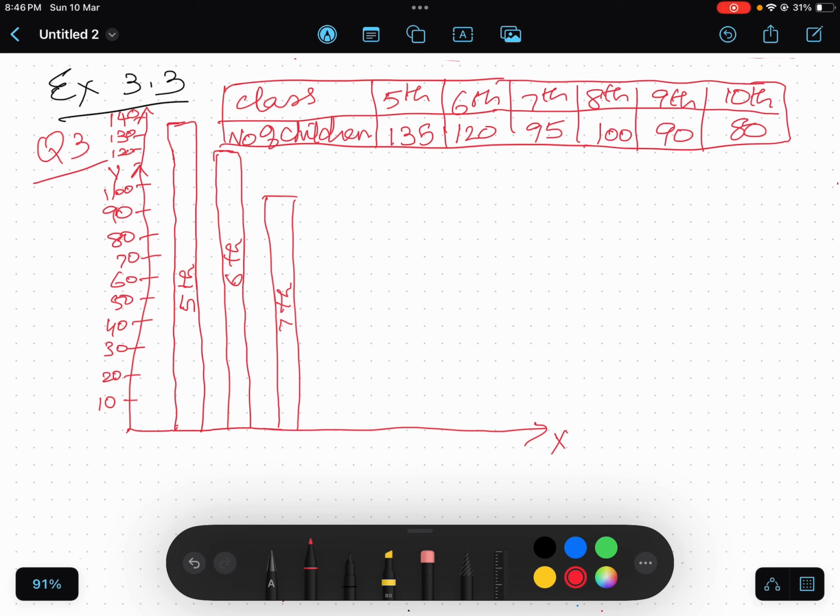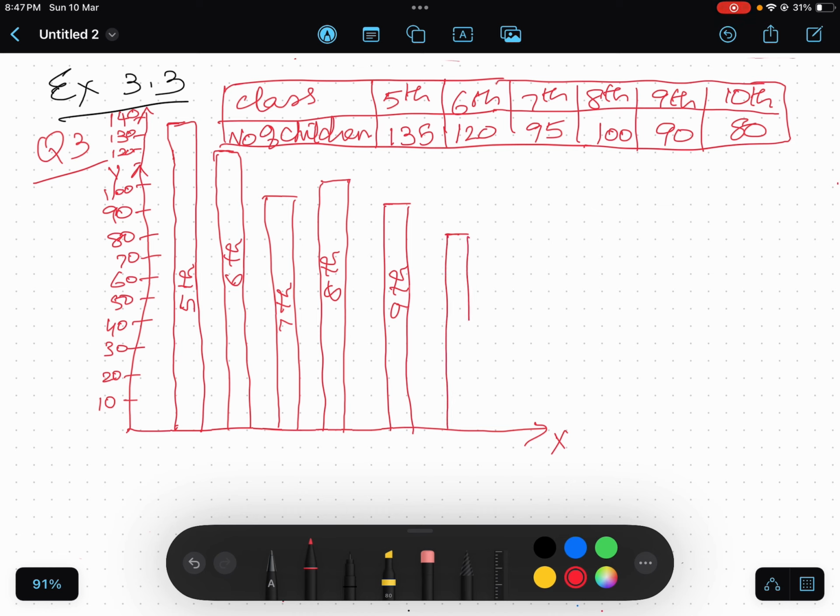So this is 7th, and then 8th it is 100. Nice number. I like the numbers 10, 100 all. It's easy to calculate with these numbers. So it comes like this. So 8th, and then 9th it is 90. So 90 is somewhere here. So this is the 9th grade. And then the 10th one, it is 80. So somewhere here. So our bar graph is ready.